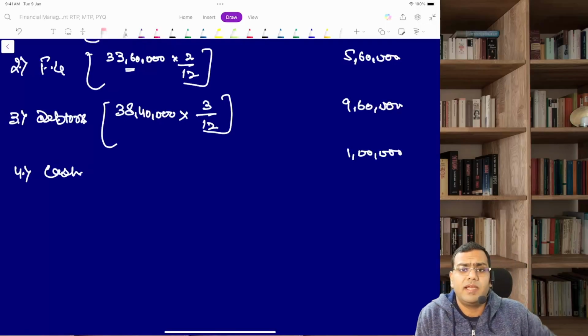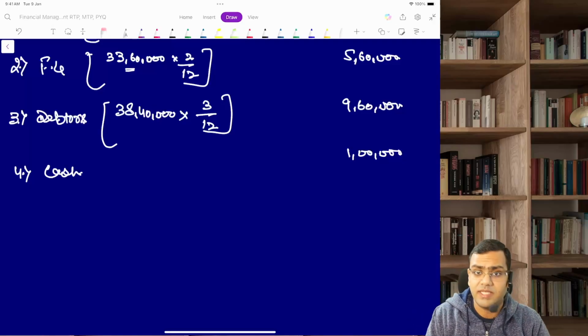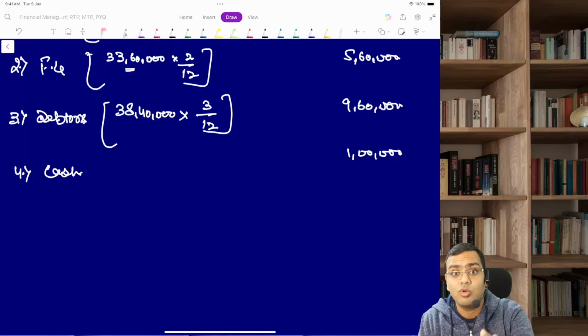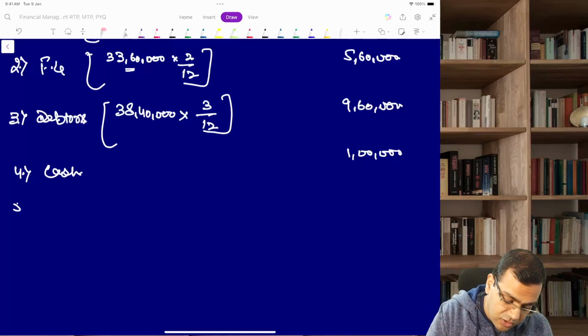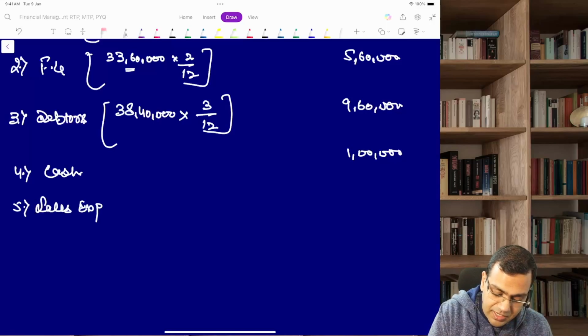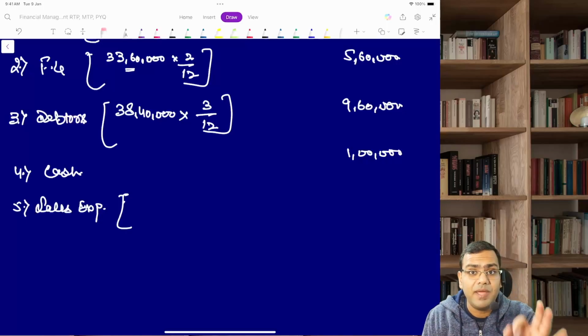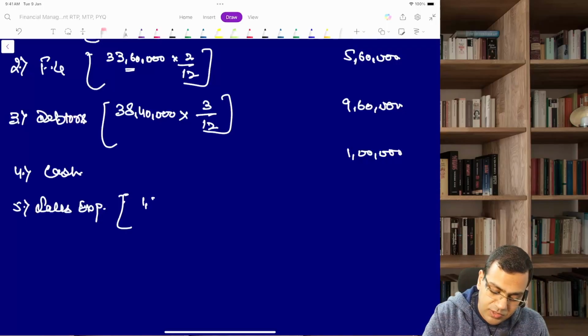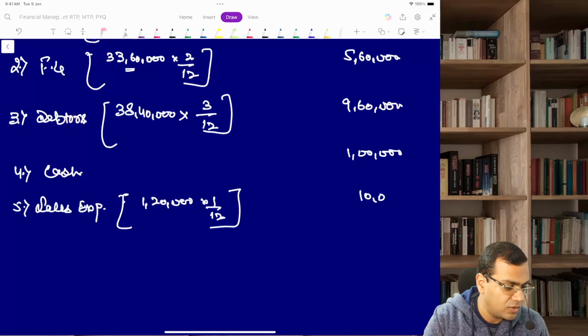Anything else to be taken in the current assets value? Yes, sir. One more thing that we have to take. What is that one more thing? That is the advance sales promotion expenses. Good point. So sales expenses which are paid in advance, that is your prepaid expenditure, and it is paid 1 month in advance, 1,20,000, and 1 month in advance, right? So that comes to 10,000 rupees.